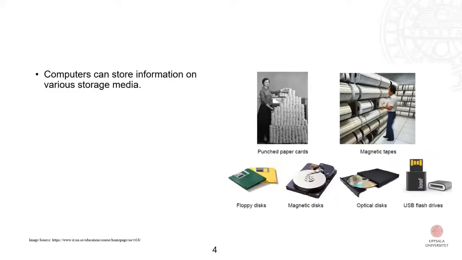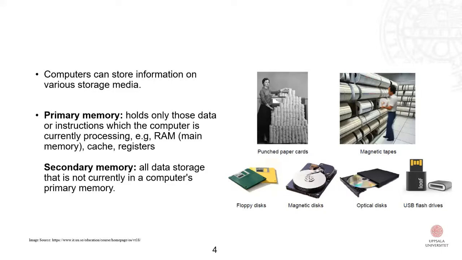Computers have different storage media and can store the data in many different ways. In general, the memory of a computer is divided into categories. The first one is called primary memory, and the second one is called secondary memory. Primary memory holds only the data and the instructions for the processes that are running. And primary memory consists of RAM, which is also called the main memory, and also caches and registers.